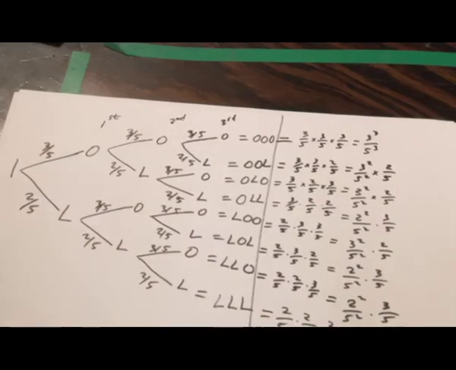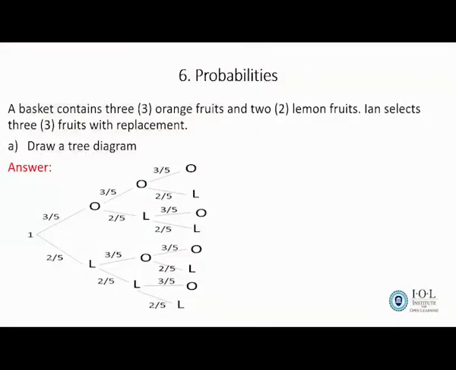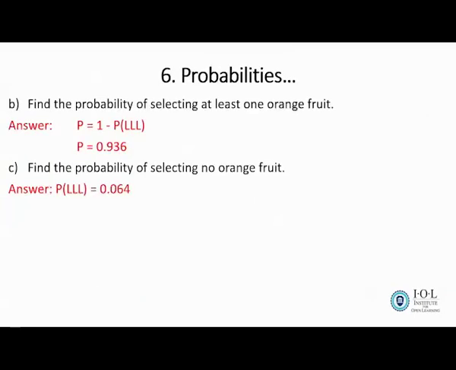Alright, once you have it like that, it becomes very easy for you to answer the next questions, whichever questions follow. In this case, they were asked to find the probability of selecting at least one orange fruit. At least one orange fruit. That's basically, we are being asked to find 1 minus the probability of only choosing lemon, lemon, lemon, which is more like P is equal to 1 minus the probability of only choosing L, L, L.